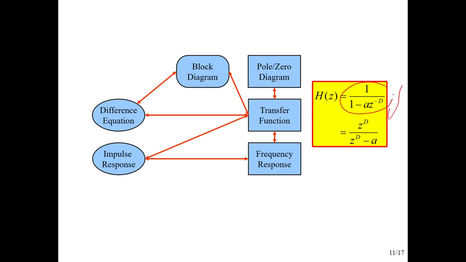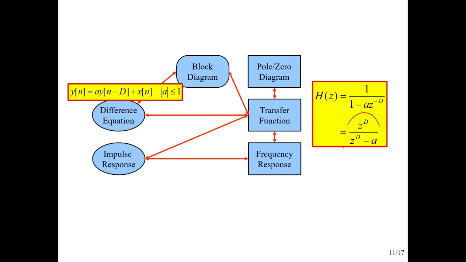We got this, and now we can multiply. We say, oh, here's our most negative power of Z, so multiply top and bottom by Z to the D, and we get this form. And now we can use that to find the pole zero diagram, but we'll get there in just a bit. So before we get to this, let's take this and by inspection, write it as the difference equation.